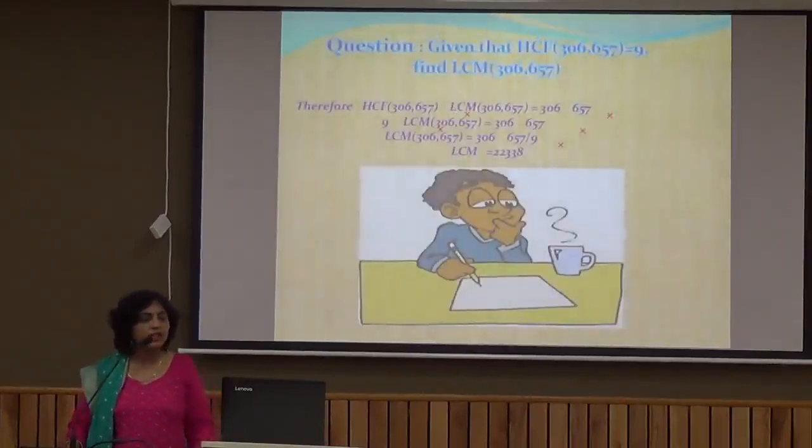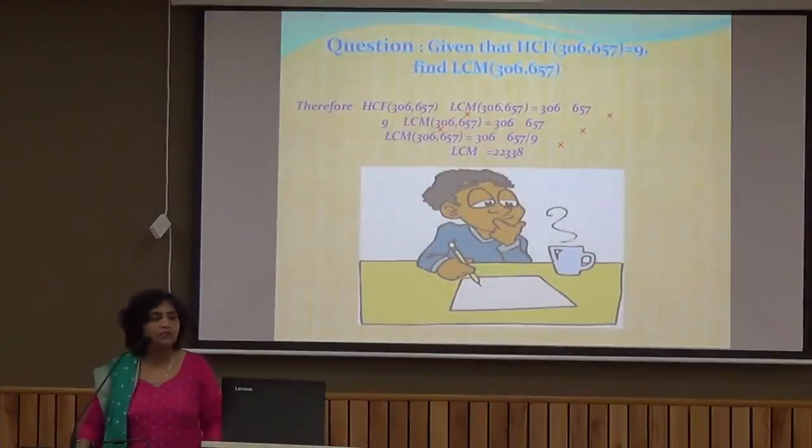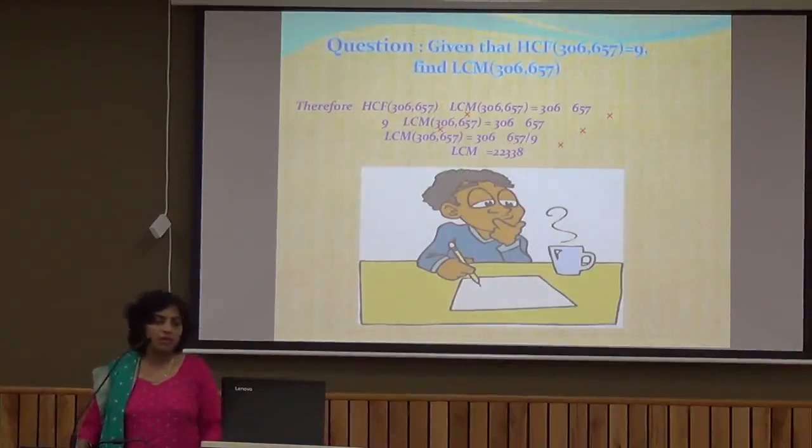Let's take another example: the HCF of 306 and 657 is 9. You have to calculate the LCM. We can take help of this relationship: if we divide the product of these numbers by the HCF, we get the LCM. So first we multiply 306 and 657 and then we divide by the HCF to get the LCM as 22,338.